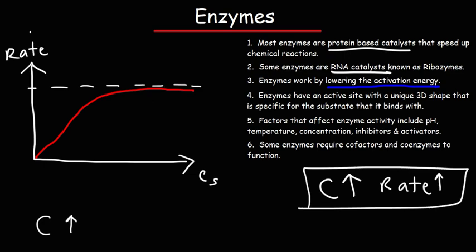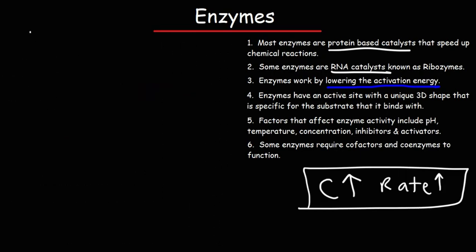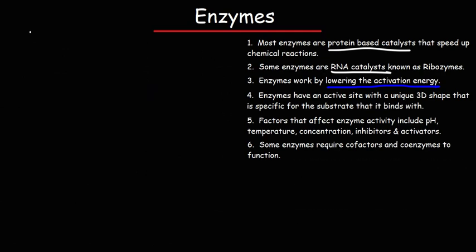Now, another factor that affects enzyme activity is the presence of inhibitors and activators. Inhibitors are substances that inhibit the activity of an enzyme, so it slows it down. So let me draw an enzyme. There goes my enzyme, and let's draw a similar substrate that we had before.